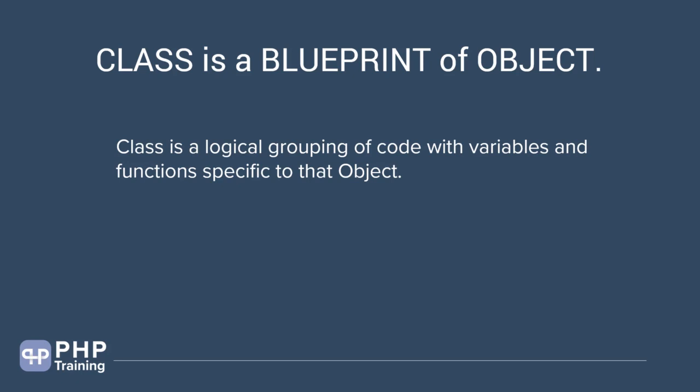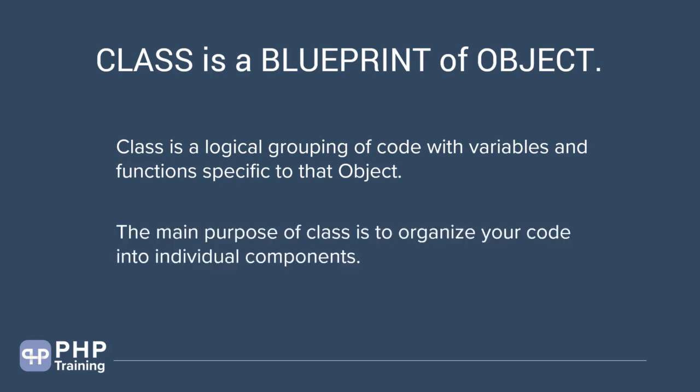We're still calling them variables and functions. We have a separate lecture on it where we're going to understand why variables are called properties and why functions are called methods and how to properly use them. But as of now, we will continue to use variables and functions till we reach that lecture. Okay, so for the definition of a class, class is a blueprint of an object, which is a logical grouping of your code with variables and functions specific to that object.